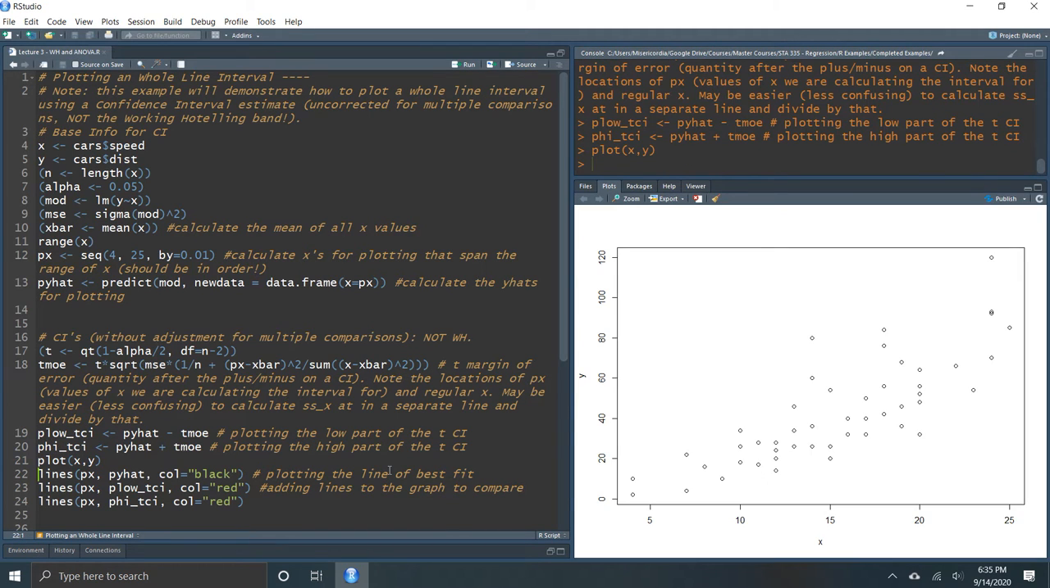So I've got the plot of x and y. Now if I want to plot the line of best fit, I could just make a line for all of the px's and the py hats.